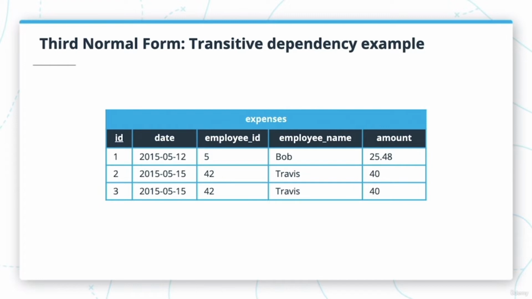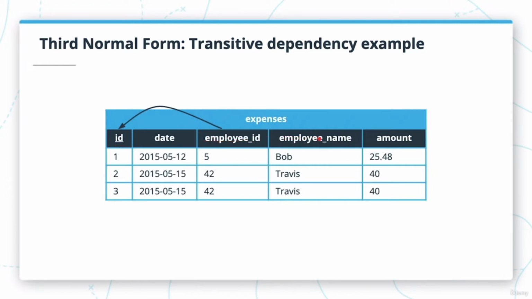So let's take a look at some of those. Specifically the employee ID column. Well, if I had to say this in human terms, I could say that expense ID number 1 belongs to employee ID number 5. So that employee ID is actually dependent on the ID of the expense.